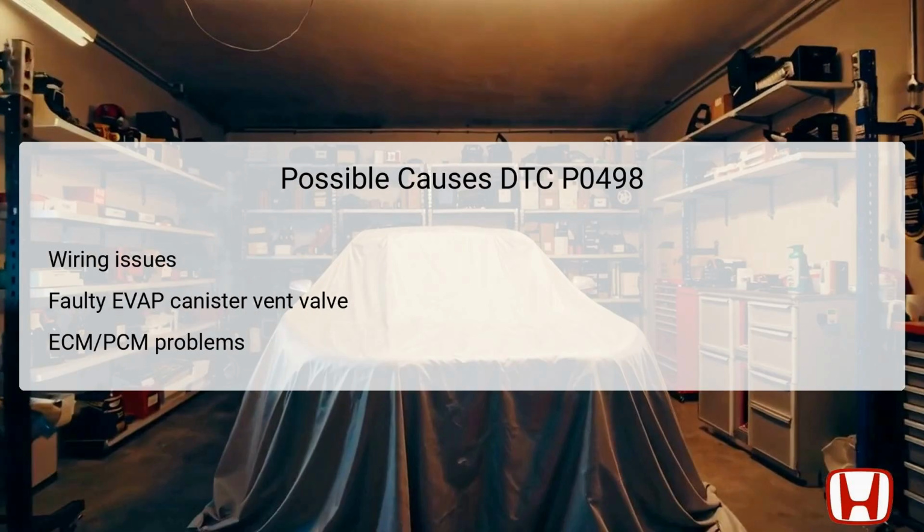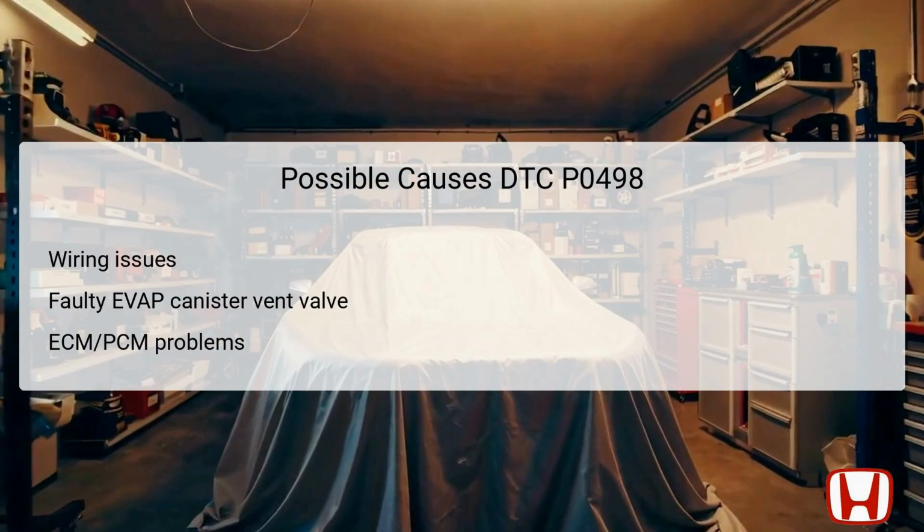Several possible causes contribute to the DTC P0498 error code. Firstly, wiring issues such as cuts or shorts in the electrical harness can lead to low voltage readings at the vent valve. Secondly, the EVAP canister vent shut valve itself may be faulty, leading to improper functioning and reduced voltage.